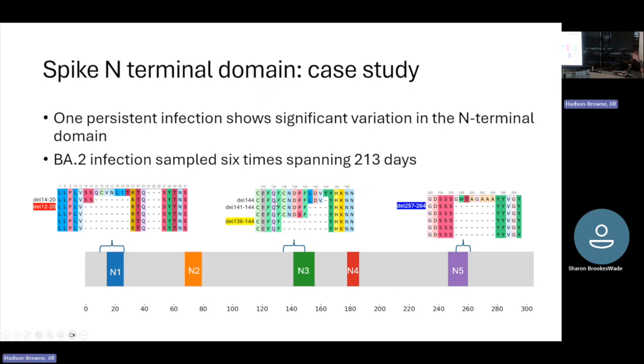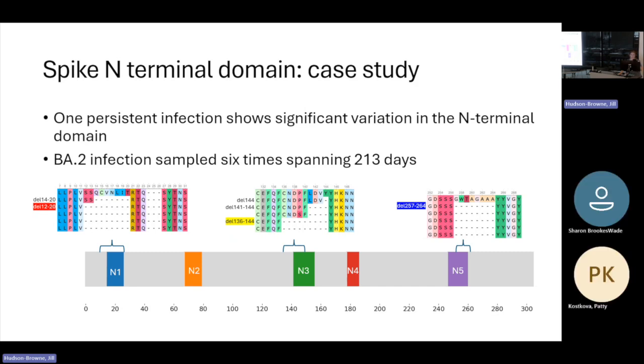We see the same dynamic with the N3 loop deletions. We see the emergence of del 144, followed by del 141 to 144, followed by this even longer del 136 to 144. So looking further into this N3 loop deletion, this is all at consensus level.